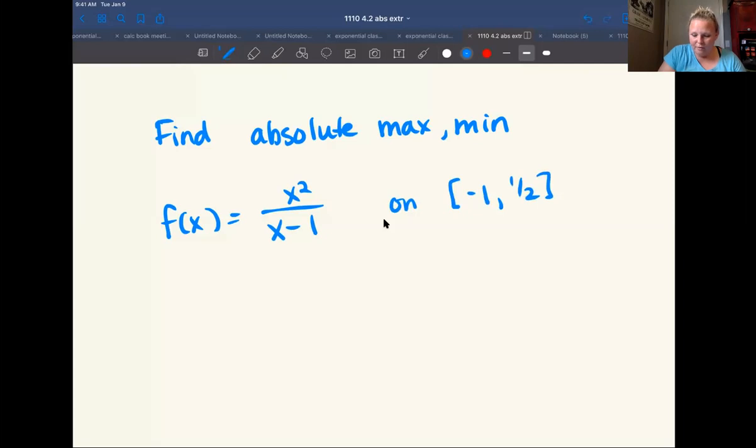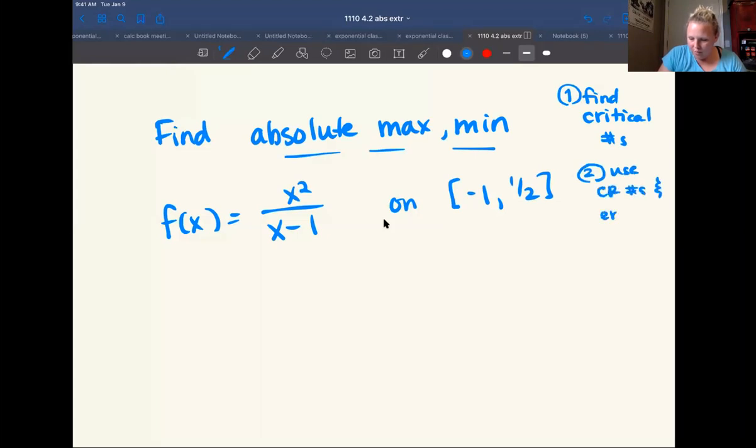But if we want to find the absolute max and min, we have to first find the critical numbers, which again is where the derivative is either 0 or where the derivative is undefined. In this case, we may have something undefined because it's a rational function. So find the critical numbers and then use the critical numbers and those endpoints in the actual function to determine which one produced the biggest number and which one produced the lowest number.